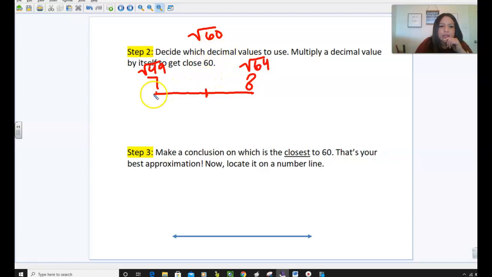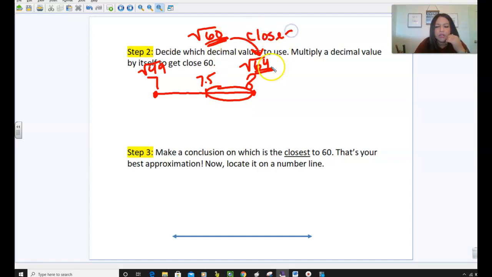Now, right smack in the middle between 7 and 8 belongs 7.5. Now look at those numbers. I think it has to be closer to the square root of 64. I believe that the numbers that I'm looking for are going to have to be somewhere there. In other words, greater than 7.5, because I just feel like it's going to be closer to the 64 than it is to the 49. So I'm going to start with a number like maybe 7.7 times 7.7.